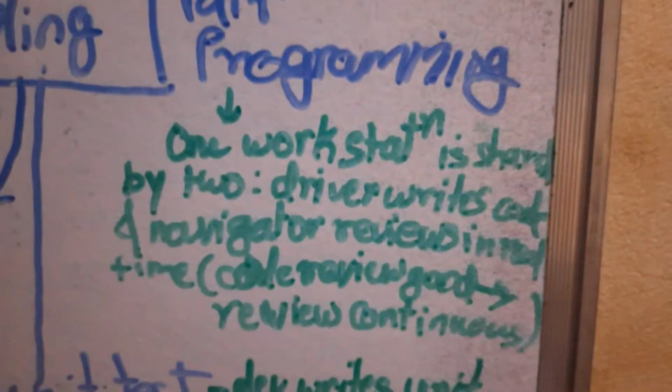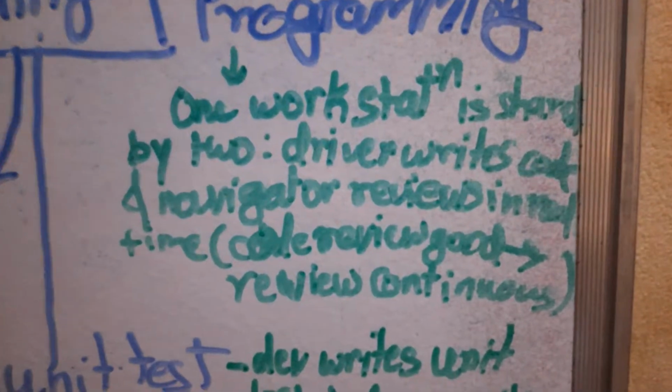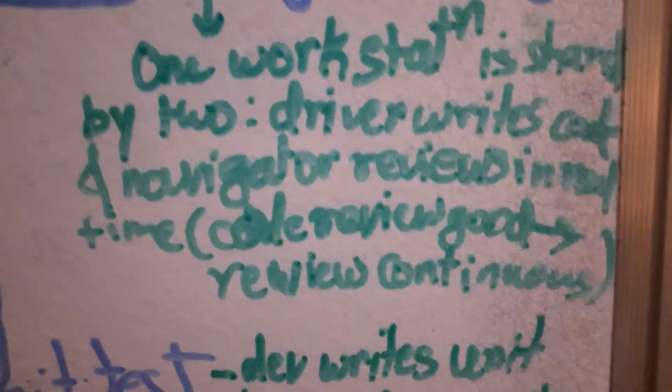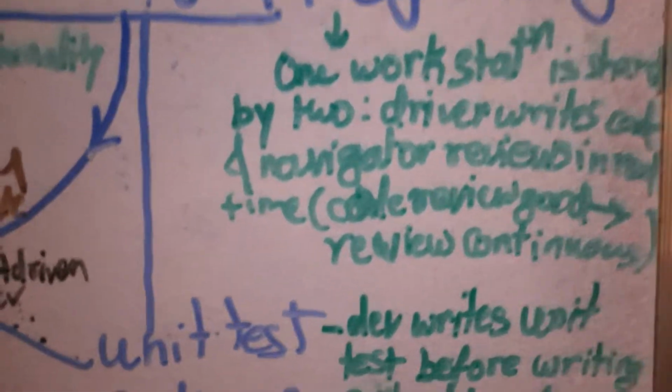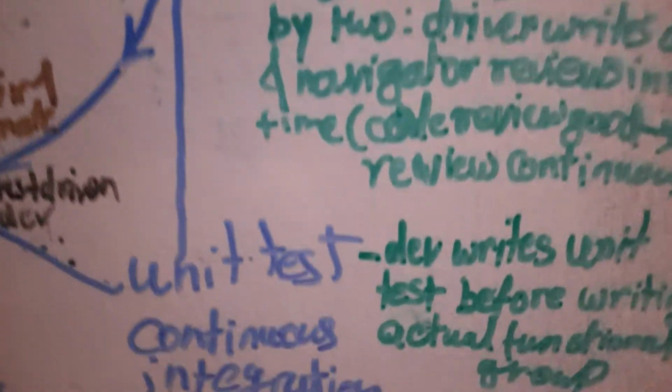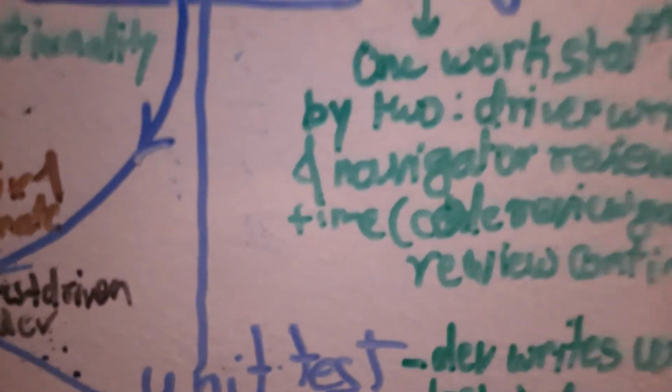Pair programming: one workstation is shared by two people simultaneously. The driver writes the code. Like a driver drives the ship, here he is taking the code ahead, and the navigator shows the path, directs the path. So here also he is seeing mistakes, reviewing, and directing it to the right path, deciding what changes to make.